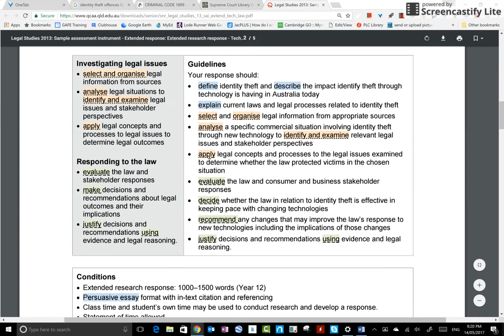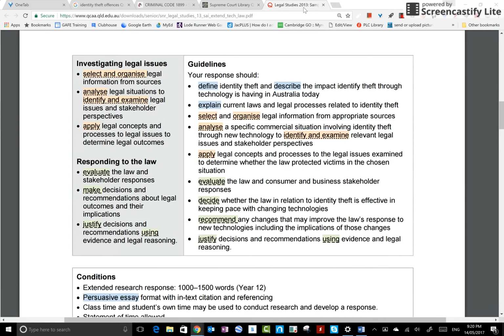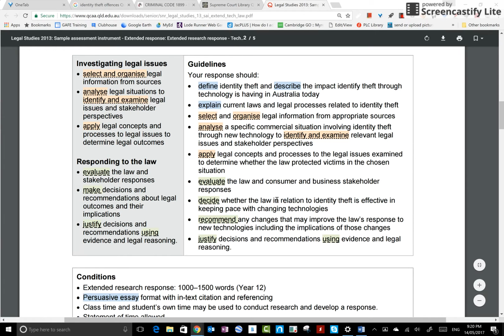And the third part here is applying those legal concepts. So applying things such as identification information. You're using that terminology in your assignment, right? So you're using any of that pertinent language that's coming from the legislation.